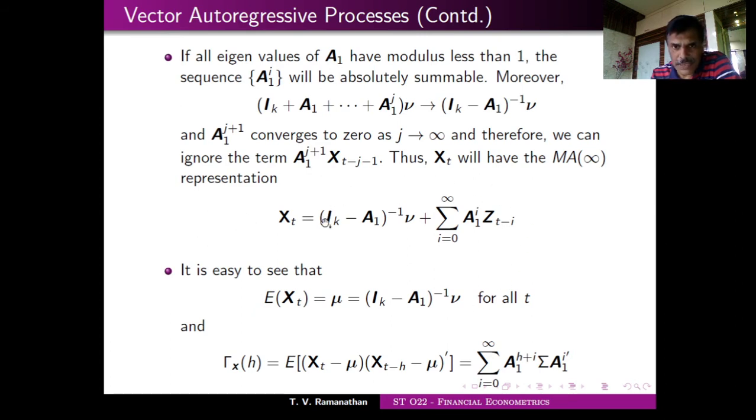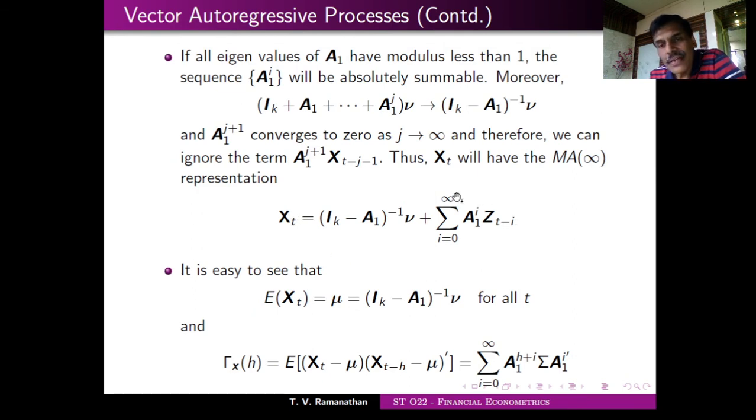Why is it called the MA representation? Some constant plus this, which is in terms of the past errors. So I need to get this particular representation. Now, this representation is for a VAR(1). So even if you are given a VAR(2), write it. The first example, of course, is a VAR(1), so you will be able to do that directly.